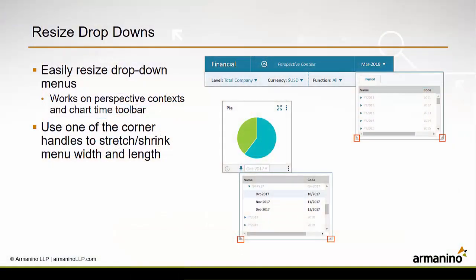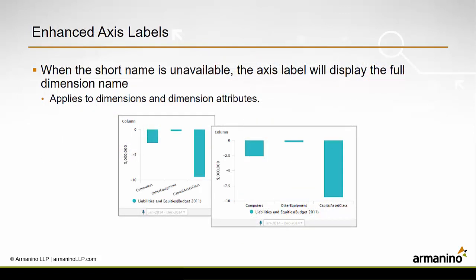In Discovery, you now have the ability to resize drop-down menus. This works on both perspective context and the chart time toolbar. Adaptive has also enhanced access labels to display the full dimension name when a short name is not available.